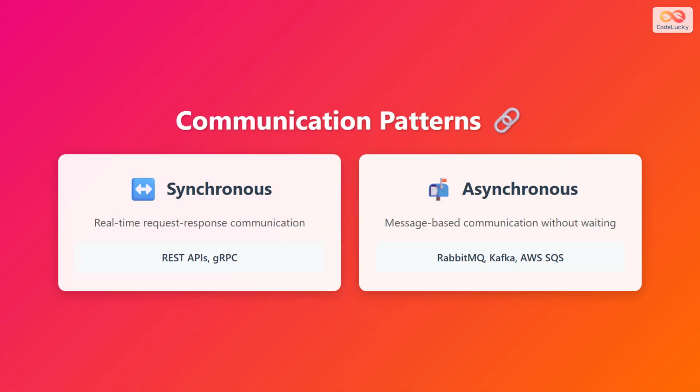Microservices communicate using two main patterns. Synchronous communication involves real-time request-response interactions, commonly implemented using REST APIs or gRPC. When a service makes a request, it waits for a response before proceeding. Asynchronous communication, on the other hand, uses message-based systems where services don't wait for immediate responses. This is implemented using technologies like RabbitMQ, Apache Kafka, or AWS SQS. Asynchronous communication is ideal for tasks that don't require immediate results and helps improve system resilience.